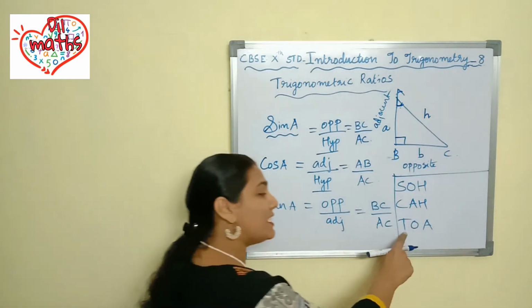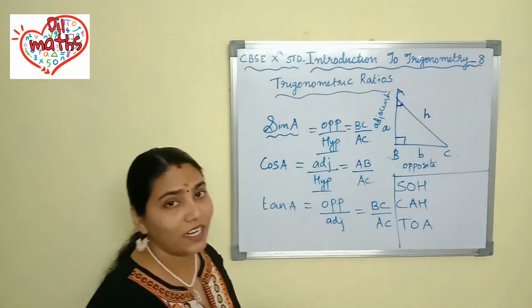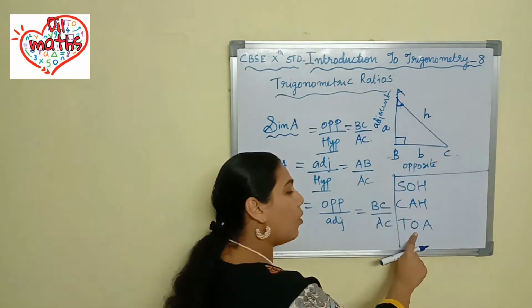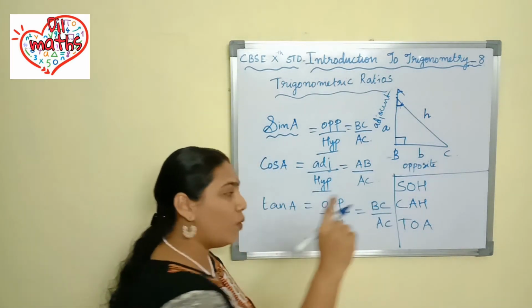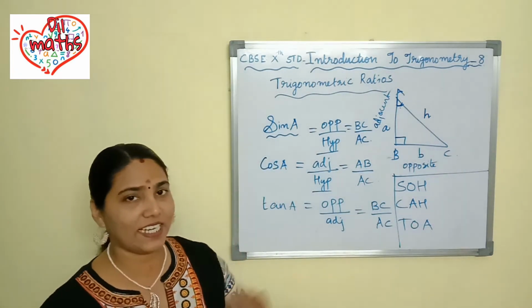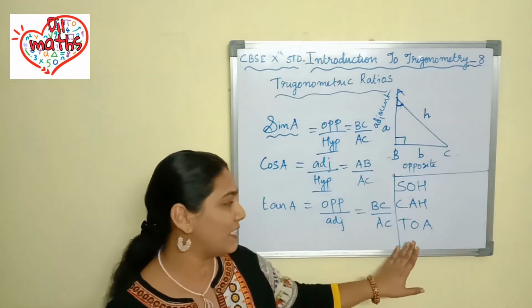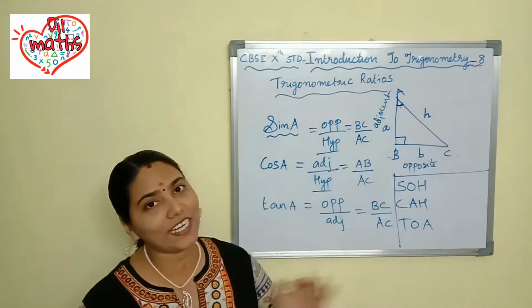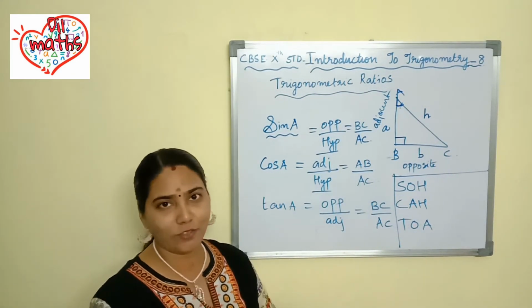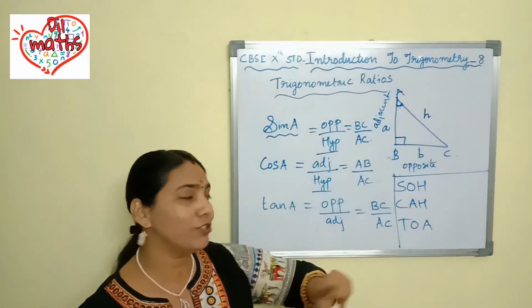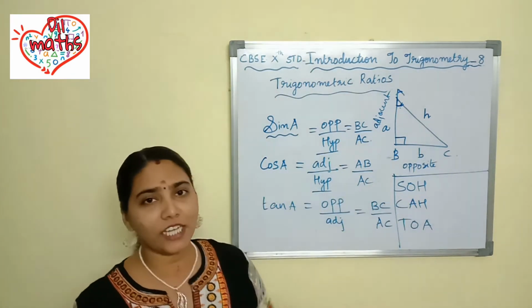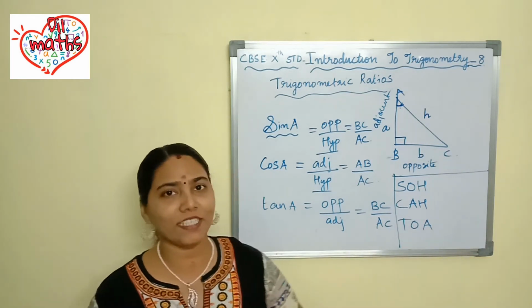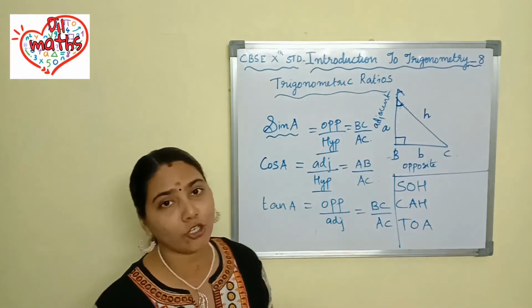Then what about TOA? T stands for tangent, O is for opposite side, and A is for adjacent side. That means tan theta is equal to opposite side divided by adjacent side. So if you keep saying So-ka-ta, definitely you will never forget it. Remember the spelling SOH, CAH and TOA. With this So-ka-ta, you can study the other three trigonometric ratios also.